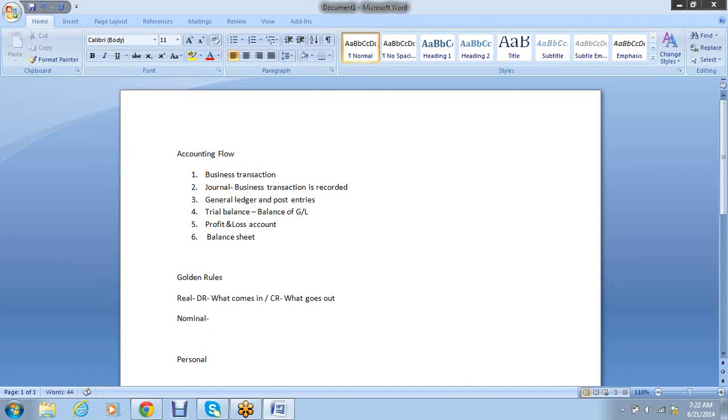Nominal account: we debit all the expenses and losses, and credit all gains and income. Personal account: debit the receiver, credit the giver.